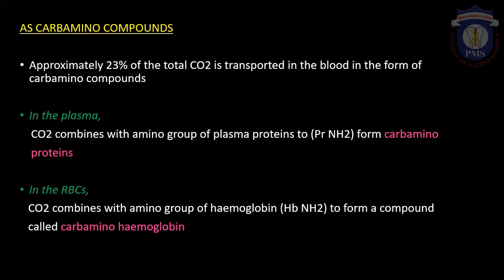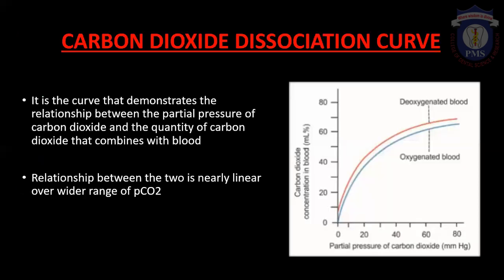So I repeat, carbon dioxide is transported through the blood in three forms. The first one is in combination with plasma. Here the carbon dioxide combines with the water content of plasma and is then transported. In the second form, carbon dioxide is transported as bicarbonate ion, which is the major form of transportation of carbon dioxide. And the last one is carbamino compounds, where only 23% of the total carbon dioxide is transported through this method.